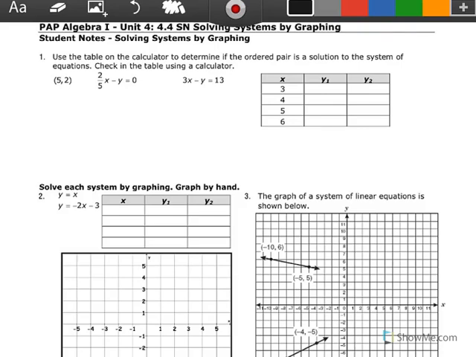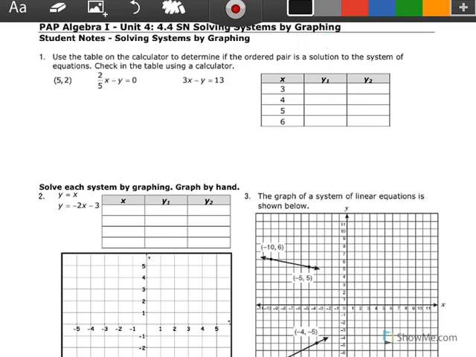These are Algebra 1 Notes 4.4, Solving Systems by Graphing. Now, you will definitely need to have your calculator handy, so get that out. And I would suggest you clear the RAM, and you can clear the RAM by hitting the second button and then the plus key. That'll clear your RAM on your calculator.